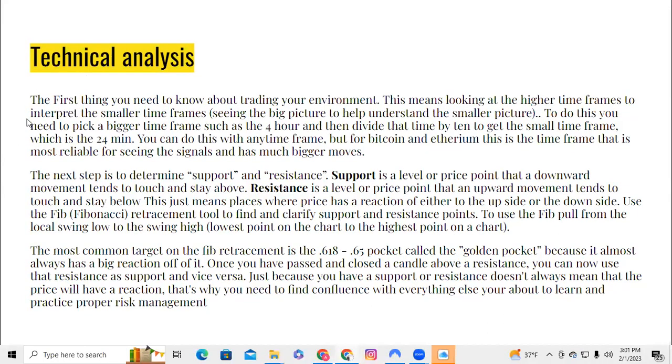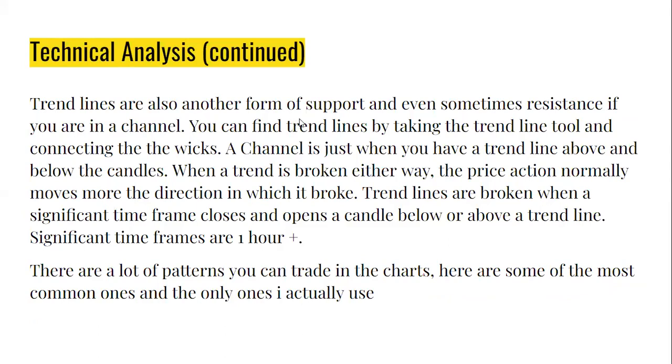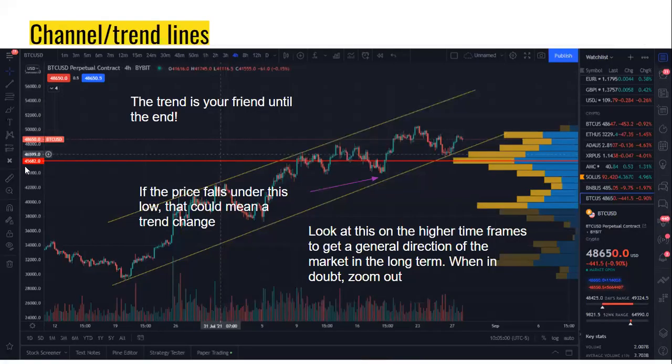Technical analysis continued. Trend lines are also another form of support and even sometimes resistance if you're in a channel. You can find trend lines by taking the trend line tool and connecting the wicks. You can also connect the bodies. Either way works, but I do the bodies more than the wicks now.